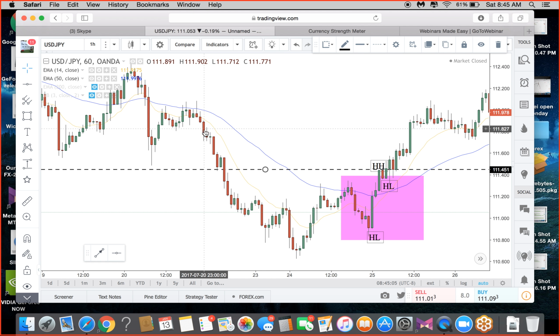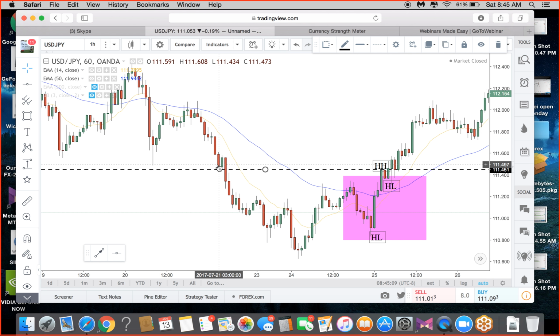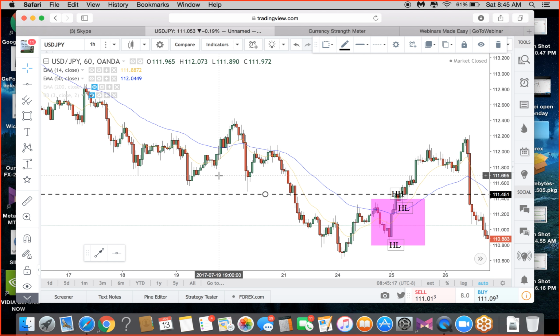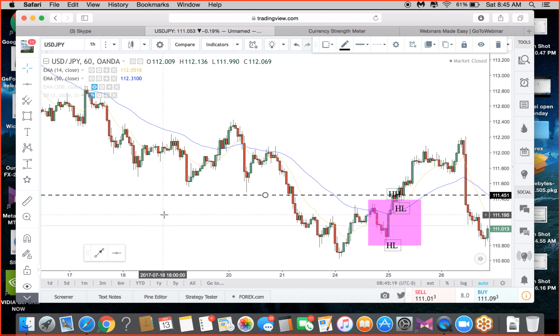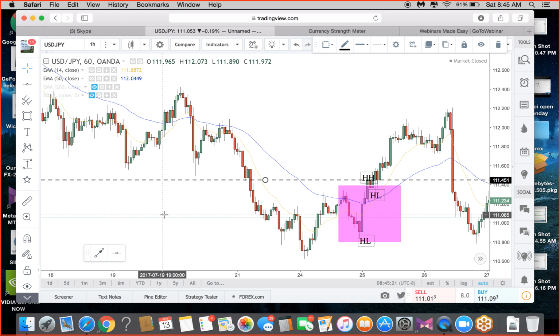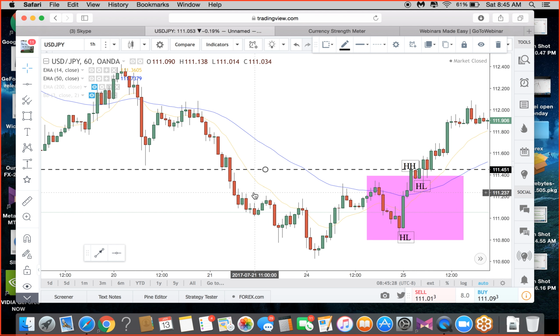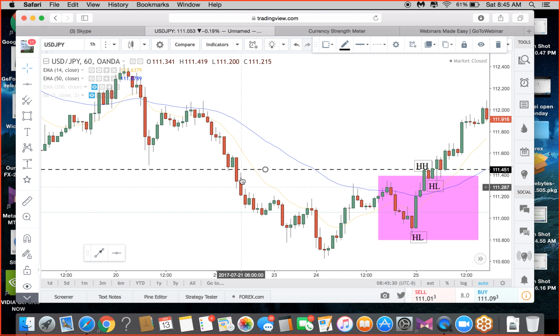Look back again. Okay, so this is 4, 5. Okay, so here's by 5 a.m. We've already broken all structures. I don't have any of the zones drawn up, so it's hard to see without the zones drawn up. But we've got by 5. So here's the start of the new 4-hour candle.